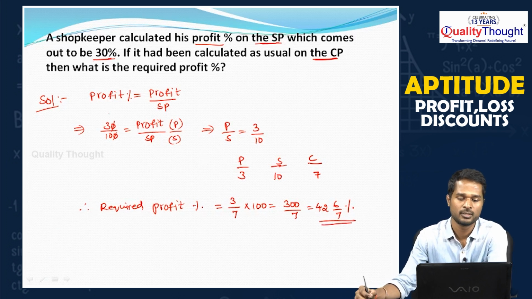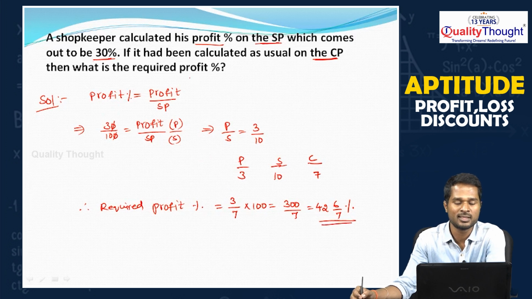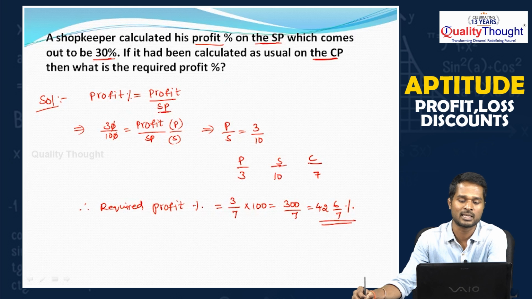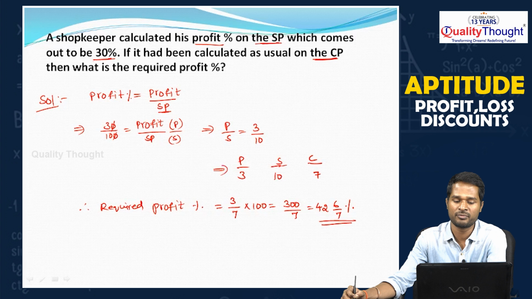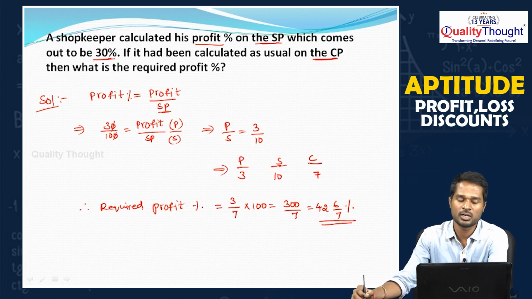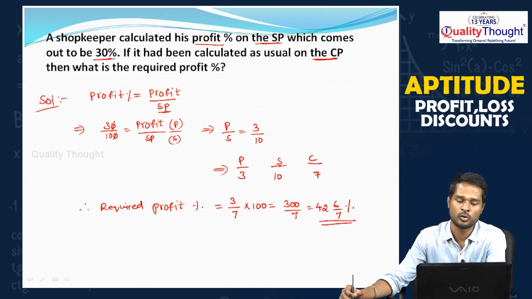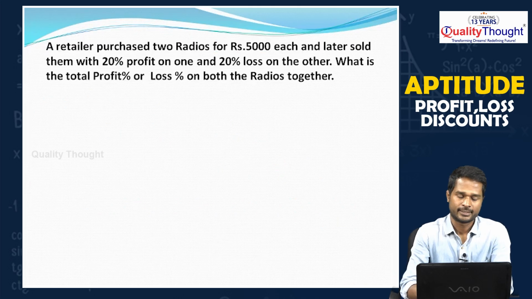So, this question is important. Actually the profit should be calculated on the cost price, but this fellow has calculated it on the selling price. So, instead of cost price we have taken the selling price. So, 30 percent is equal to P by S, zeros will cancel. So, P by S is equal to 3 by 10. So, the profit is 3, selling price is 10. When we have profit and selling price, the cost price is 7. Now, the original profit percentage is 3, the profit, by cost price 7, into 100, that is 42 and 6 by 7 percent, which is the required profit percentage. Right. Let us see the next question.